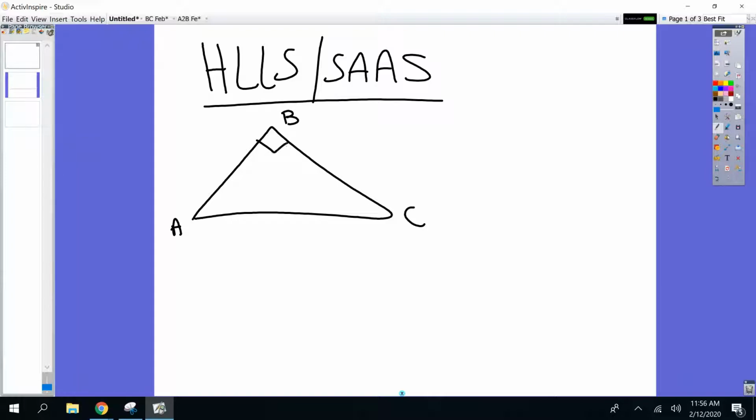What else needs to be drawn in for you to be able to use Hills and SAS? Altitude. All right, well, there's 3 in every triangle. Where does this altitude have to start from? There's 3 vertices. The right angle, and be drawn to the hypotenuse. That is automatic Hills and SAS. Altitude to the hypotenuse.